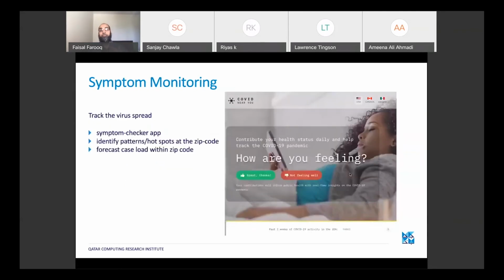Thank you. So, there are other tools that have been created. This is an AI-based tool created by Google. It's called COVID Near You, and it's a tool to understand hotspots. Basically, people can use this app and enter their symptoms on a daily basis, and based on their inputs, as you can see, the app says that your contribution will inform public health with real-time insights. So this shows if there are hotspots coming up within particular zip codes, and a zip code is a local area within the United States. If a lot of people are entering these symptoms, that means this place is potentially becoming a hotspot, and there will be a strain on public health, so they can forecast caseload.